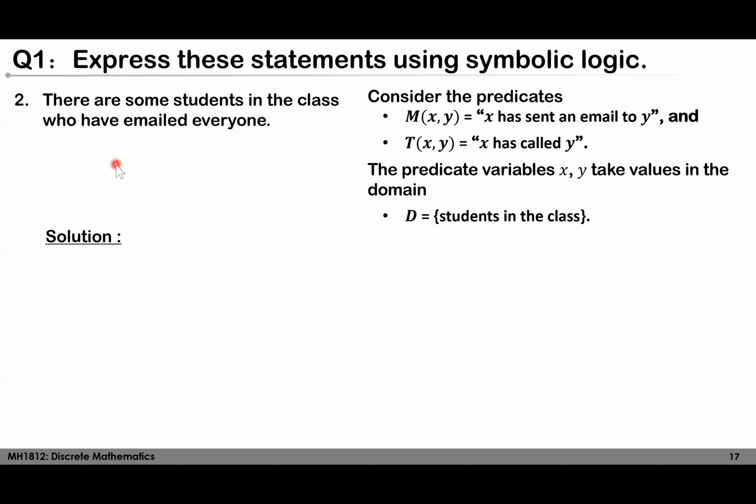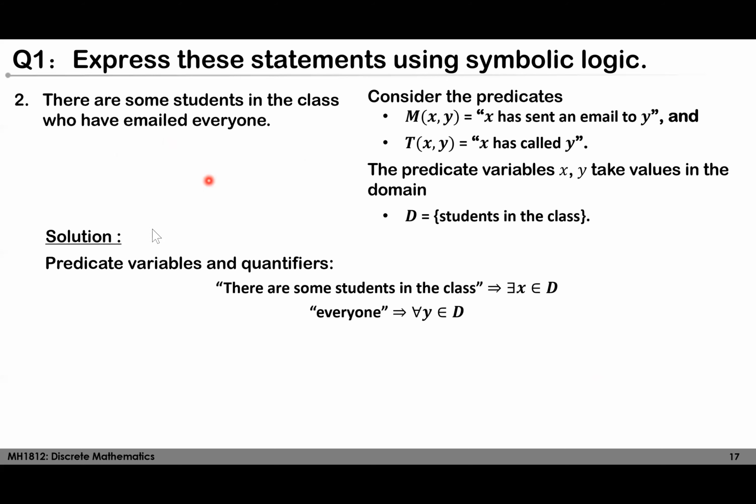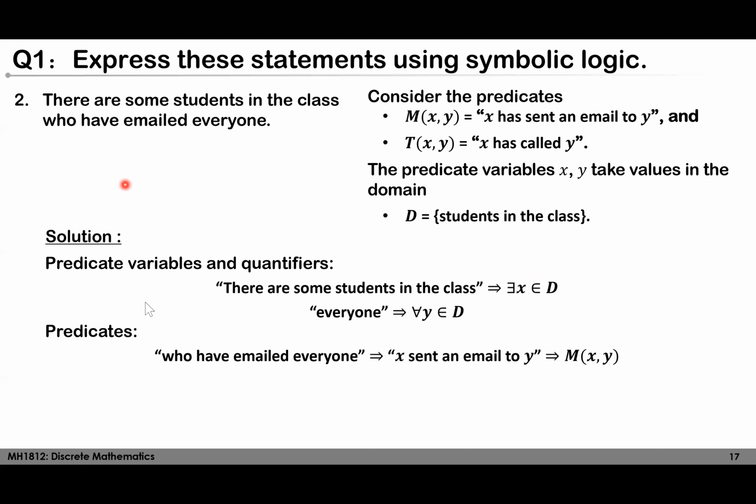So in the second sub-question, we have predicate variables and quantifiers in this sub-sentence. So there are some students, which translates into there exists x in D. And we suppose there is everyone, so we need another variable, for all y in D. And the predicates who have emailed everyone.